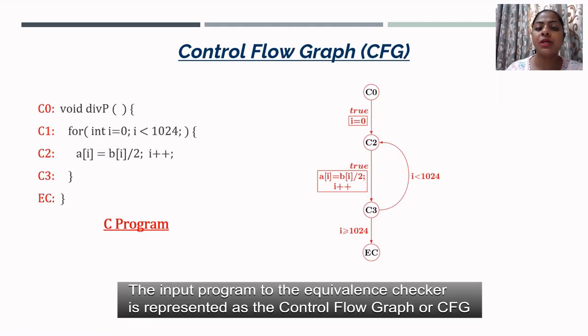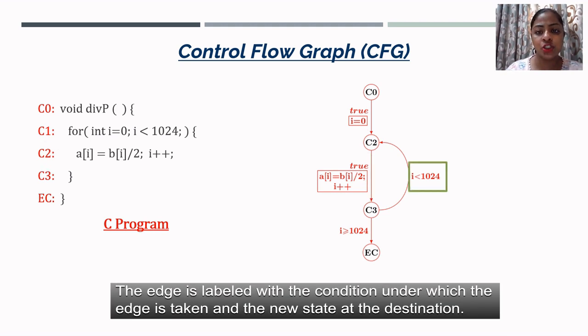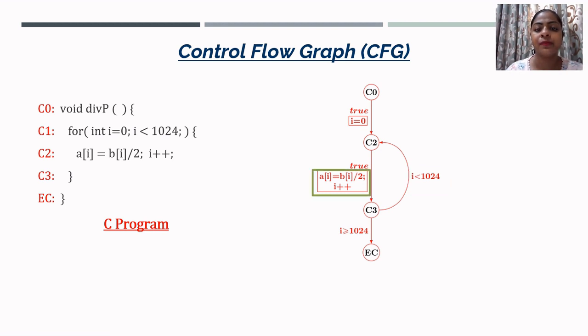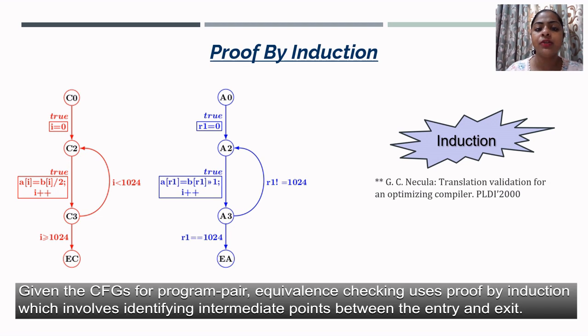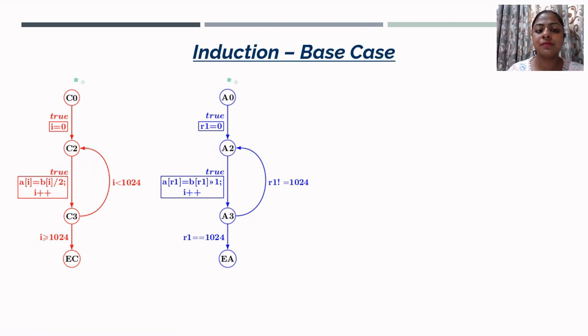The input program to the equivalence checker is represented as a control flow graph or CFG, where each node represents a program location and each edge represents a transition. The edge is labeled with the condition under which the edge is taken and the new state at the destination. Given the CFGs for the program pair, equivalence checking uses proof by induction, which involves identifying intermediate points between the entry and exit. For instance, C2, A2 are chosen as one of the intermediate points.